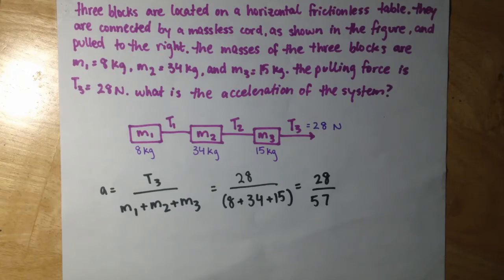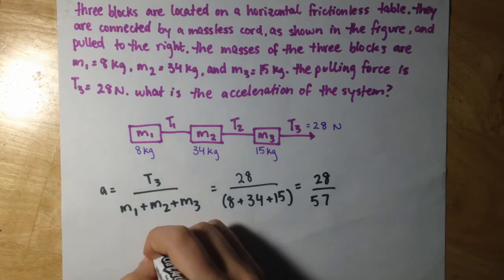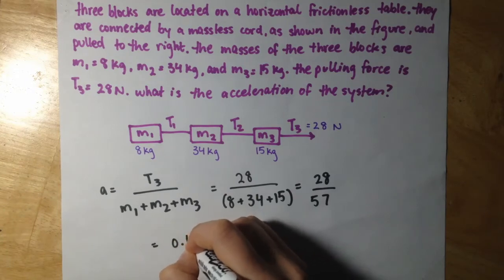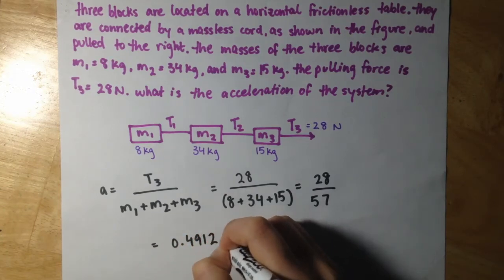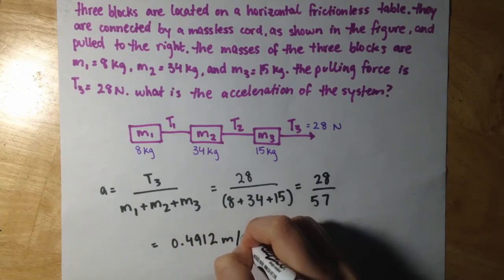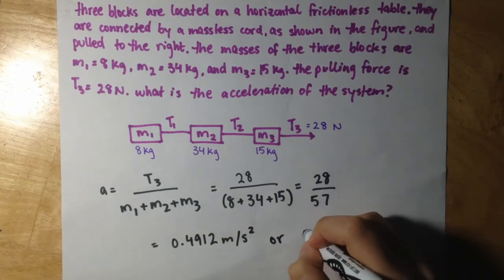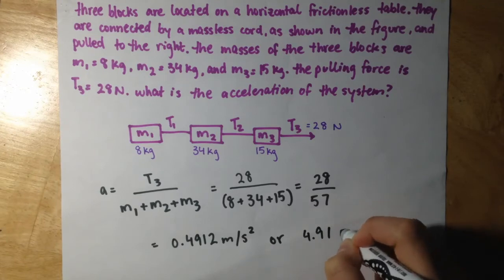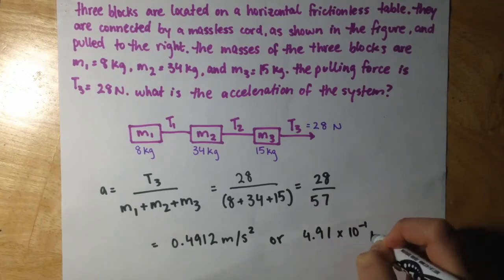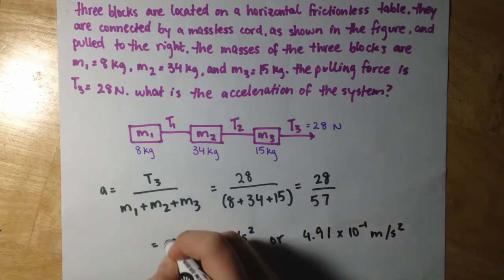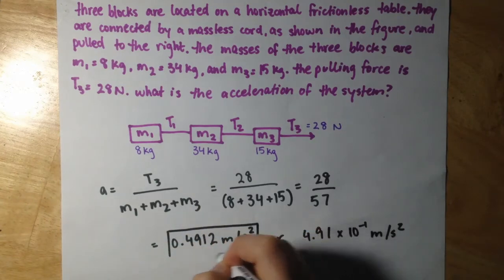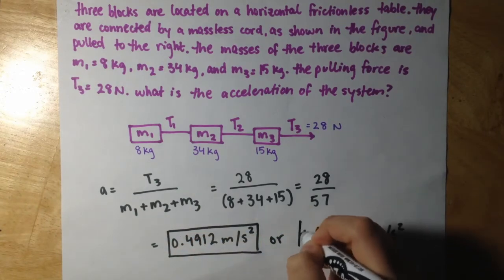So 28 divided by 57 is equal to 0.4912 meters per second squared for the acceleration, or if you wanted to write it in scientific notation, 4.91 times 10 to the negative 1 meters per second squared. So this is the acceleration of the whole system.